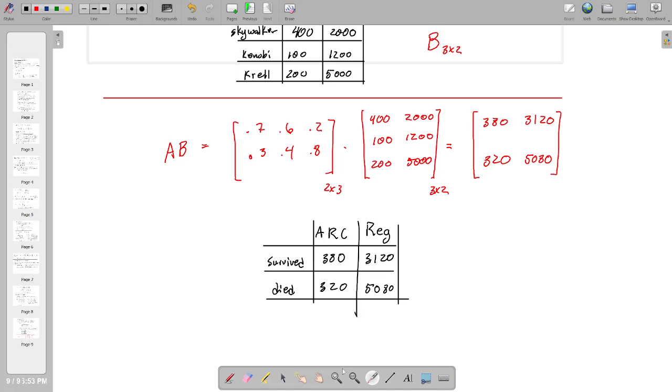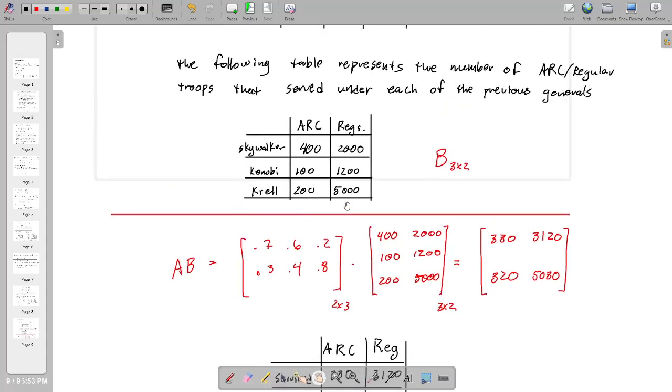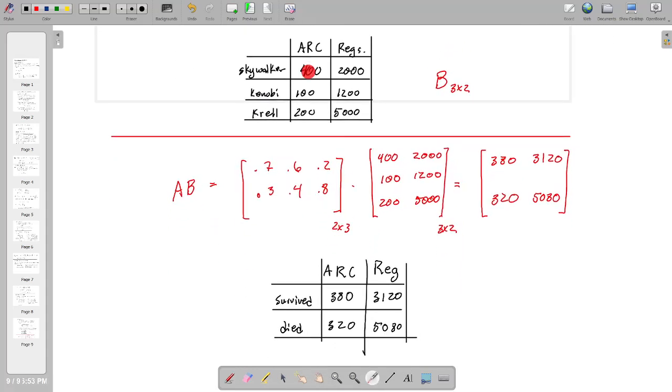Now I want you to notice a couple of things. First of all, these two numbers should add up to what these three numbers are. The number of regular troopers that were in the total system should be 8,200. And if we add these two together, we get 8,200. That was the total number of regular troopers. Similarly, the number of ARC troopers should add up. So 380 plus 320 should be the same thing as 400 plus 100 plus 200 is 700, and this would be 700 as well.